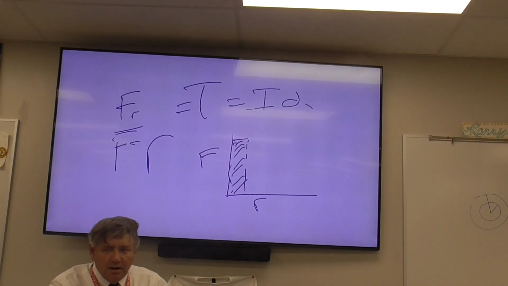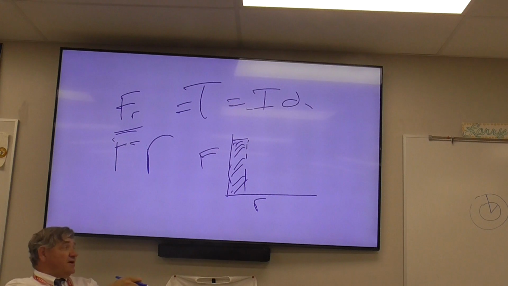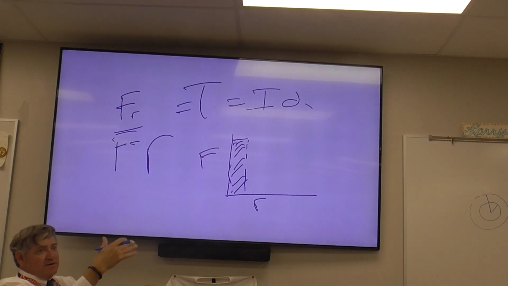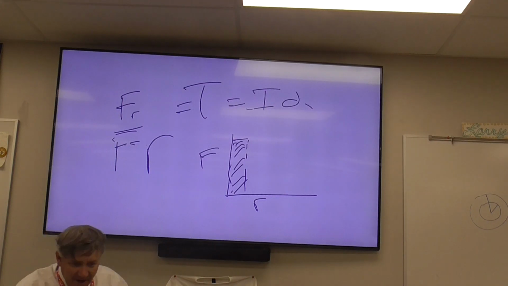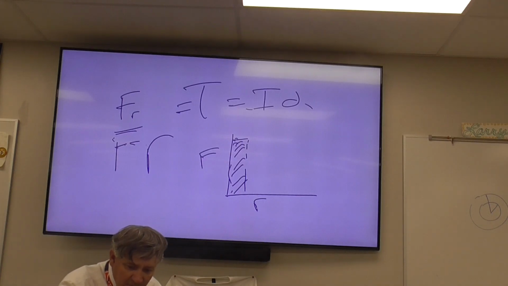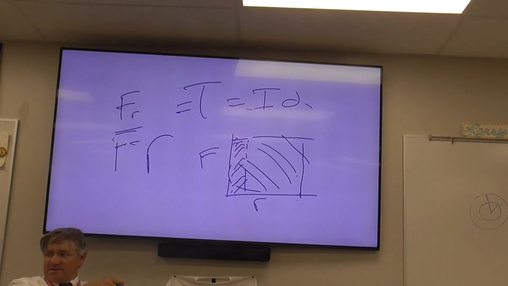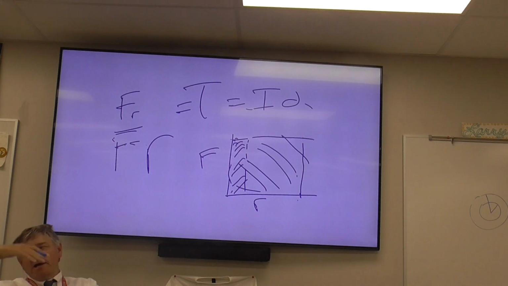Now, Deacon, what does the area underneath that force radius graph represent? Torque, because it's force times radius. So this area represents the torque. Now, if I apply that same force, but there's a much bigger radius, Deacon, what's going to happen to the amount of torque that's generated? It's going to increase. What's going to happen to the angular acceleration? It's also going to increase. Okay? Cool with that.